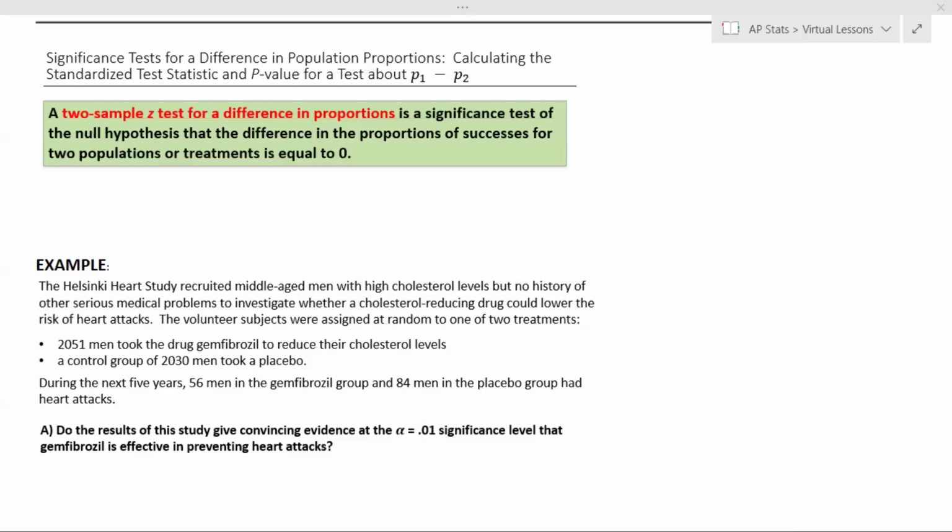All right, guys. So in this video, we are going to put everything together and actually calculate a two-sample z-test for a difference in population proportions. In the last three videos, we kind of pieced each thing together. So let's run through this example together now.